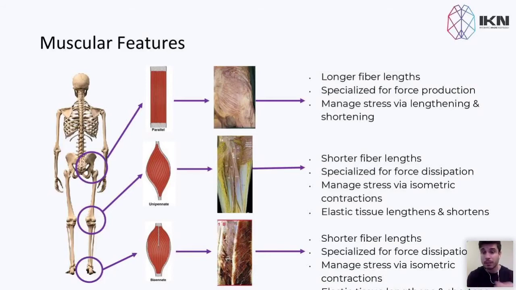As we move from distal to proximal, shorter fiber lengths distally. As we move proximally, we have longer fiber lengths, all right? So the muscles with shorter fiber lengths are more specialized for isometric behavior. The muscle fibers proximally with longer fiber lengths are more specialized for lengthening and shortening contractions.